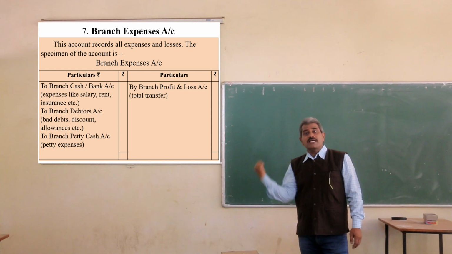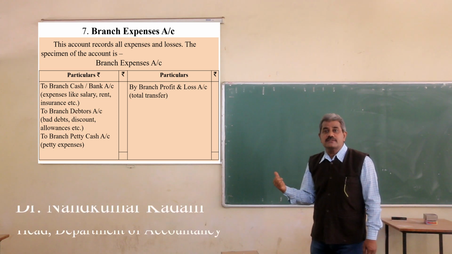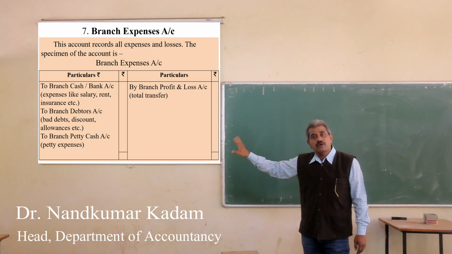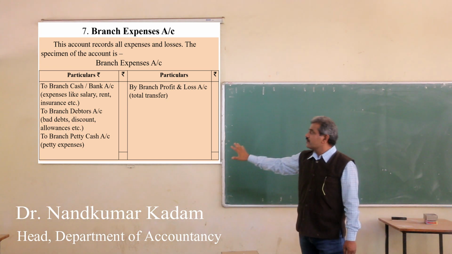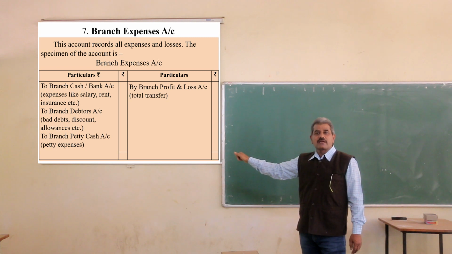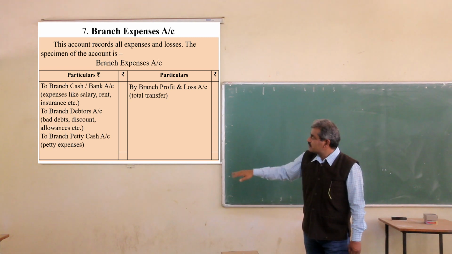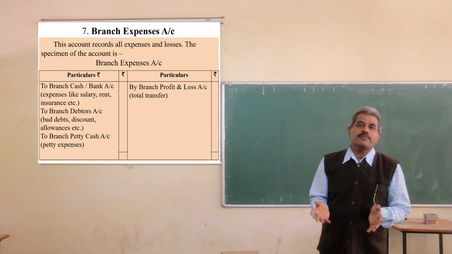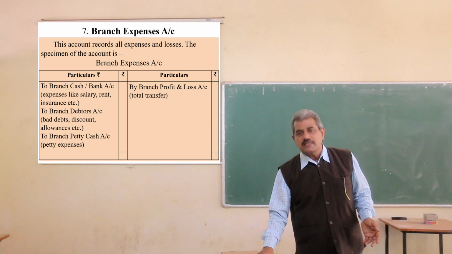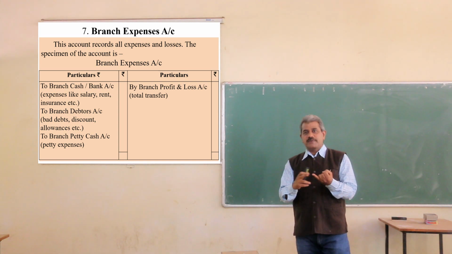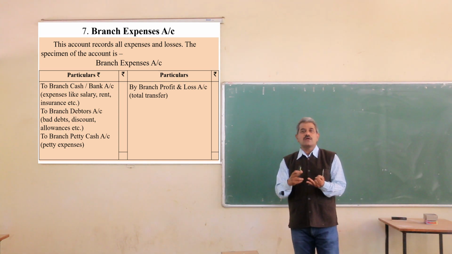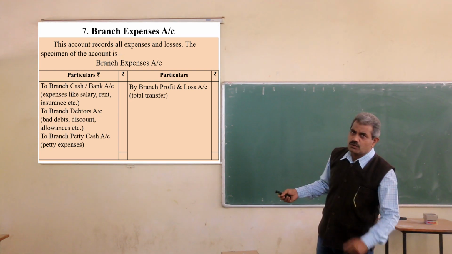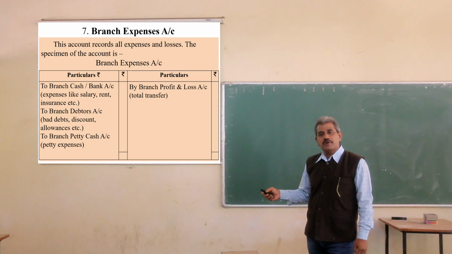Then the discount, allowances and bad debts transferred from the debtors account we have to take into consideration here, and we will record them on the debit side. And then petty expenses incurred by the branch. All these expenses will be totaled, and this total will be transferred to the branch profit and loss account, that is expenses plus discounts, allowances, bad debts plus petty expenses.